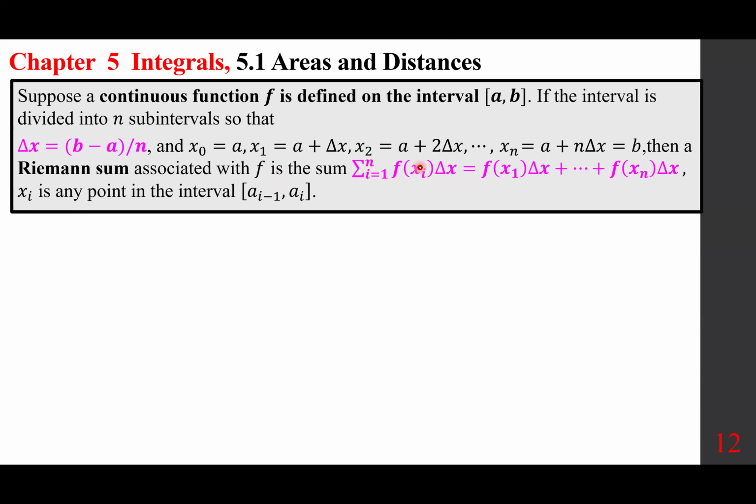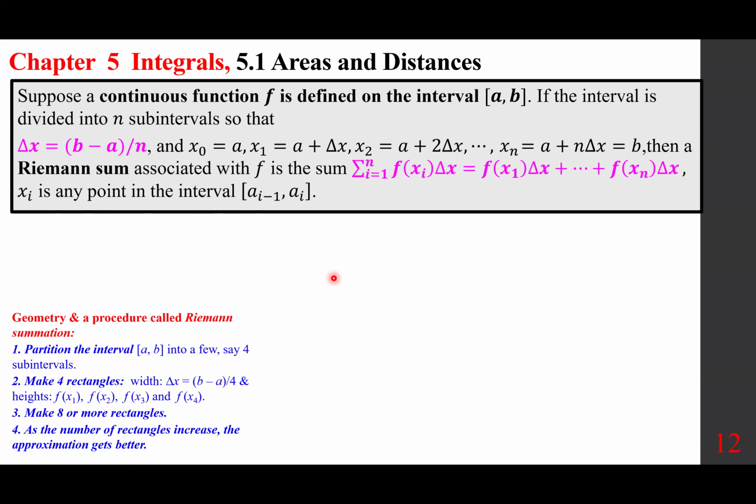x sub i is any point in the subinterval. In the previous page, I showed you we had left endpoints, right endpoints, midpoints. Anything makes no difference. It's an approximation. So use the geometry and procedure called the Riemann sum.